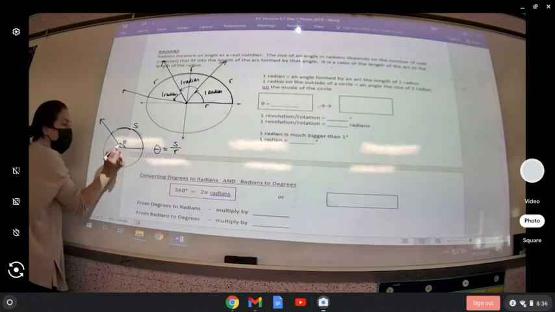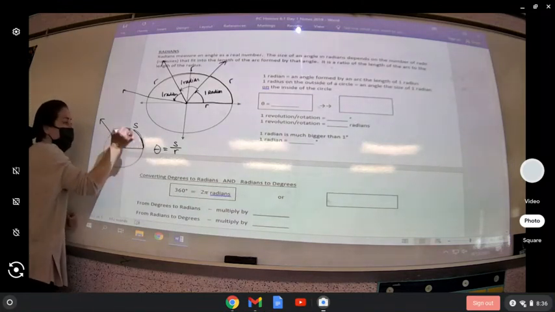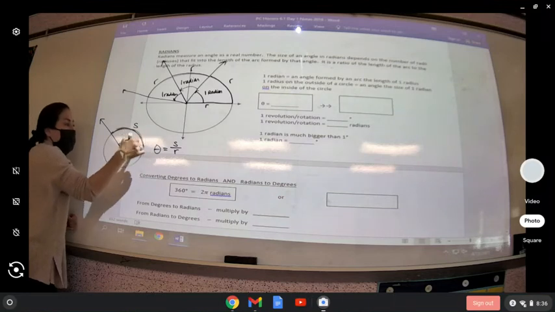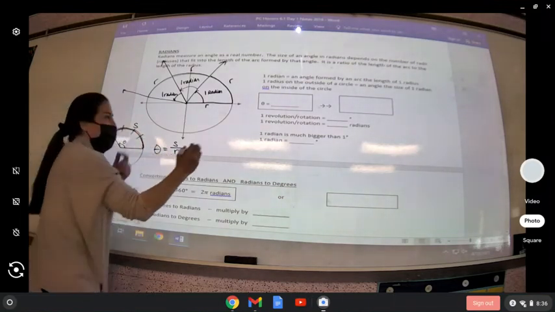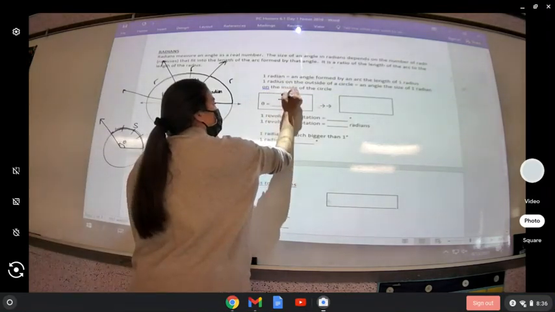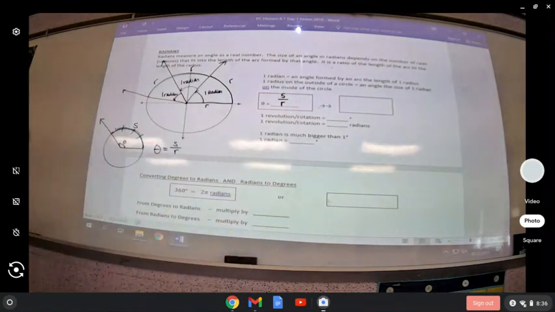So again, the angle is always measured by the length of the arc, S, and then how many radiuses can fit along that arc. So S over R. So the arc divided by the radius. That's how we measure an angle in radians.